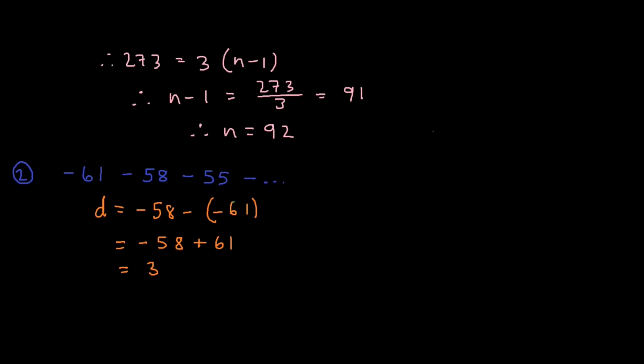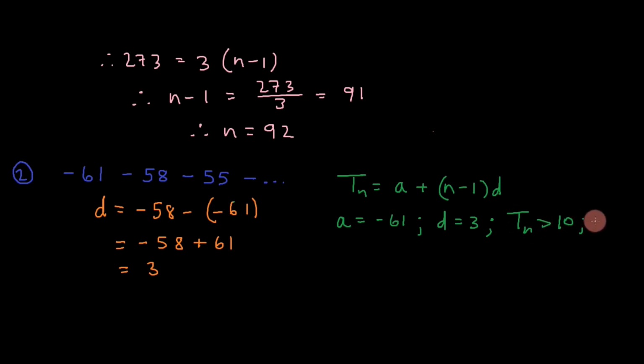Now we're going to use the formula t sub n again. So t sub n is a plus n minus 1 times d. Let's write down what we have and what we need to find. The first term a, of course, is negative 61. The common difference d equals 3. We have to find the first term to exceed 10, so we know that t sub n must be greater than 10, and we need to find n.